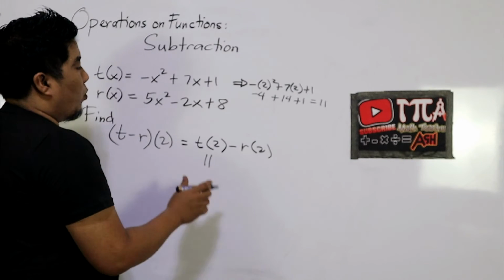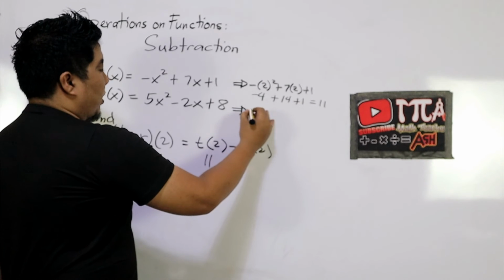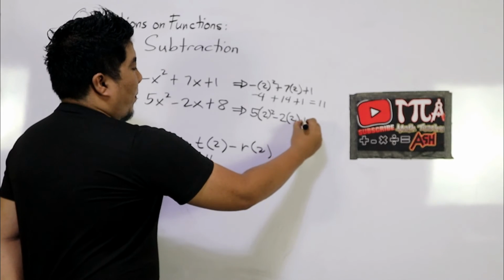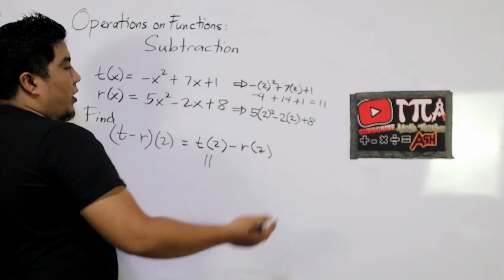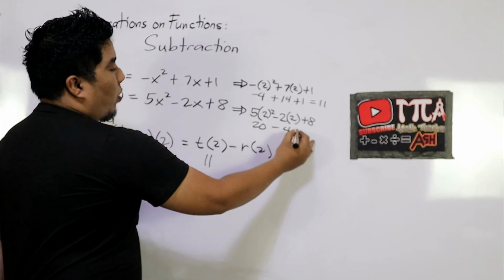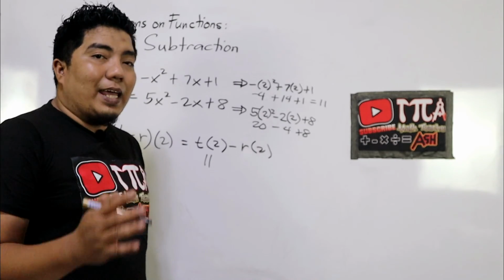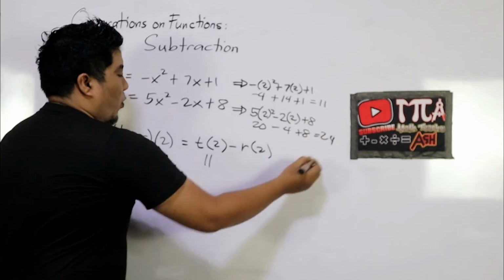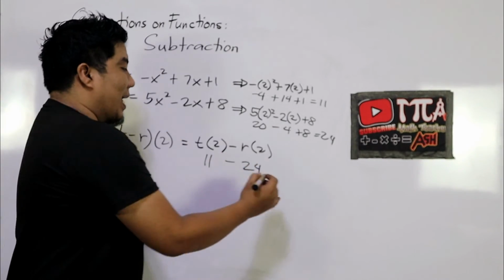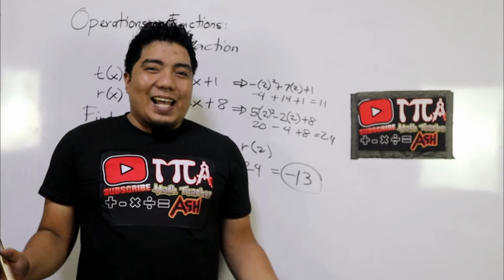For the final function, we have 5x squared minus 2x plus 8. So we just change this as positive 2, so 5 times 2 squared minus 2 times 2 plus 8. Alright, so 2 squared is 4. 4 times 5, that is 20. 2 times 2, that is 4. Then plus 8. 20 minus 4, that is 16. 16 plus 8, and that is 24. So minus 24. So 11 minus 24, the answer is negative 13, and that is your final answer.